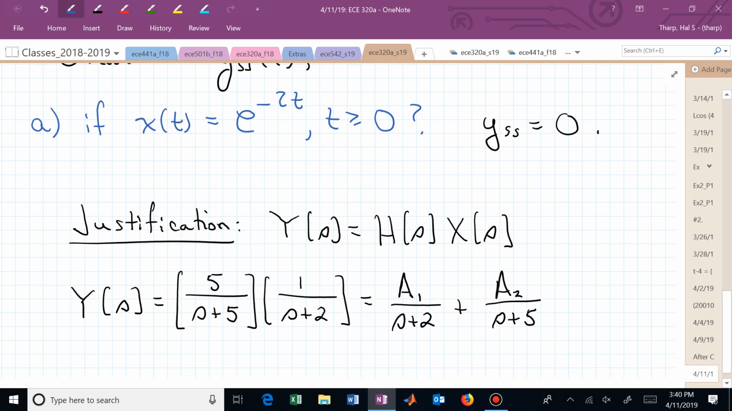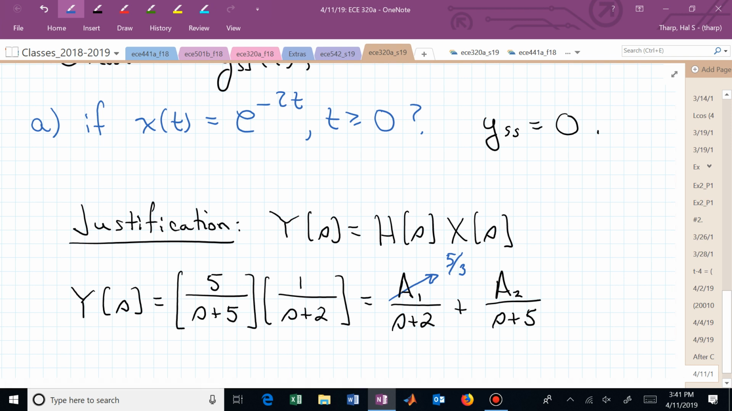Or what results? What is a sub 1? We cover up s plus 2 and we evaluate what's left at s equal to minus 2. Hurry, I'm going to cramp. 5 over minus 2 plus 5. 5 over 3. So this a1 is a little bit less than 2.